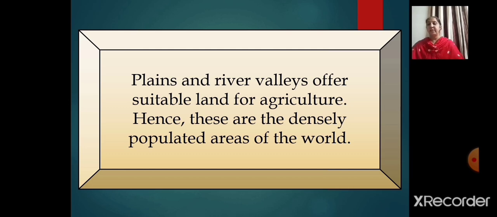Now, areas with rugged topography like steep slopes of mountains, low-lying areas near water, deserts, thick forested areas are sparsely populated. Whereas the plains and river valleys, with suitable land for agriculture, are the densely populated areas of the world. So children, I think you understood: the plains and river valleys offer comfortable agriculture, so to have that occupation, the inhabitants will be more there. That is the reason these areas are the densely populated areas of the world.